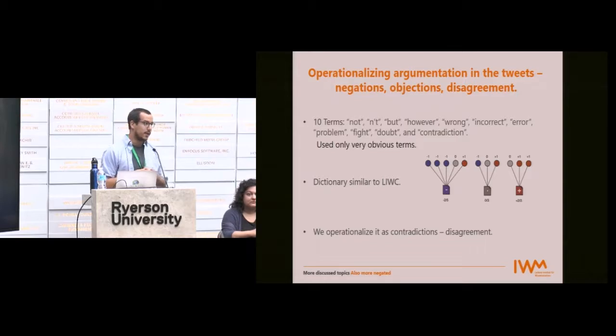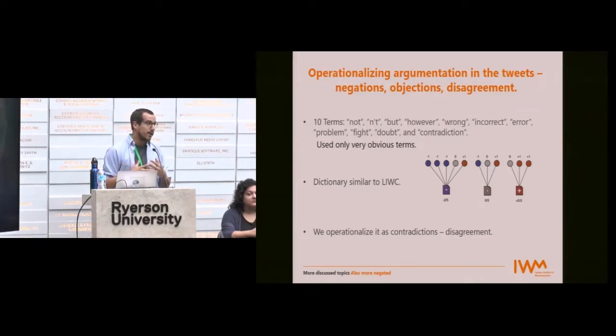How do we come about this negation score? I think that's probably everyone's question at this point. Basically, it's 10 terms that I will argue indicate disagreement or contradiction. They're not, but, however, wrong, incorrect, error, problem, fight, doubt, and contradiction. We also included NTs in order to include all those words like didn't, shouldn't, wouldn't, couldn't, that sort of stuff.